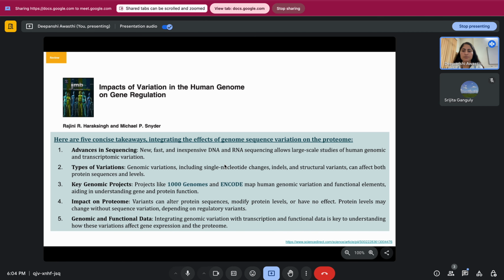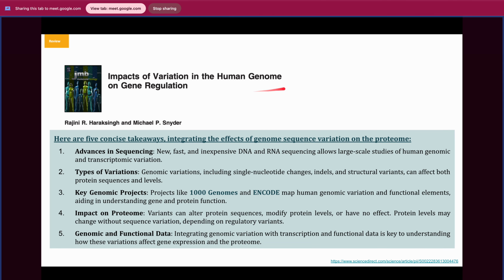Yeah, so there was a review published in the Journal of Molecular Biology in which they talked about the impact of variations in the human genome on gene regulation. In this, they have clearly explained how changes in the sequence of the genome can impact protein sequences or protein levels. I have just taken a few takeaway messages from this paper.